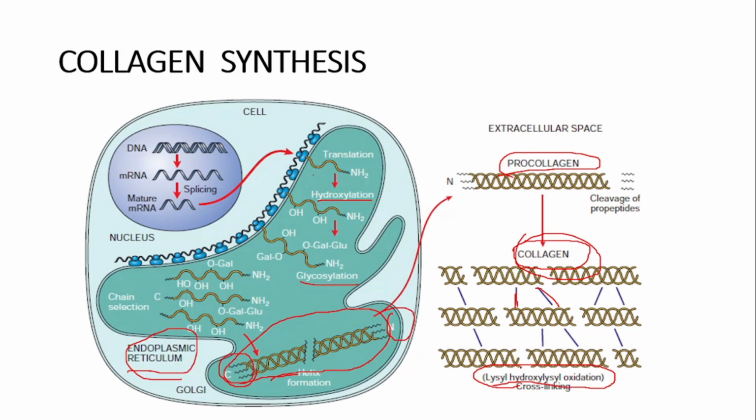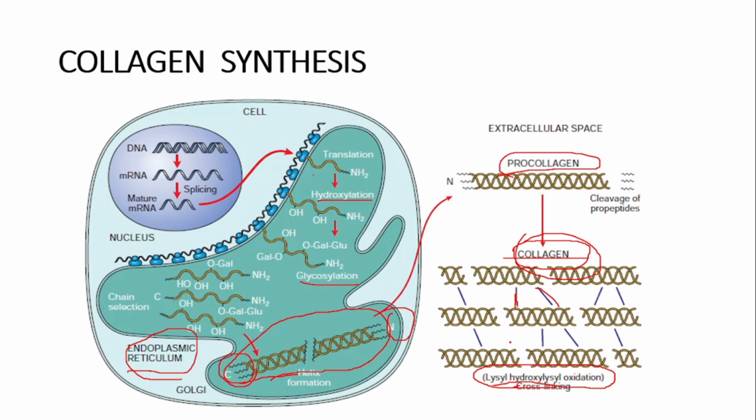The enzyme required for this cross-linking is lysyl hydroxylase, and this enzyme is dependent on vitamin C. That is why children with ascorbate deficiency have skeletal deformities, and individuals of any age with vitamin C deficiency have poor wound healing and bleed easily. Any genetic defects in collagen synthesis as well as lysyl hydroxylase cause osteogenesis imperfecta and Ehlers-Danlos syndrome.